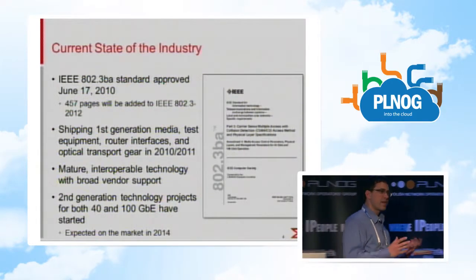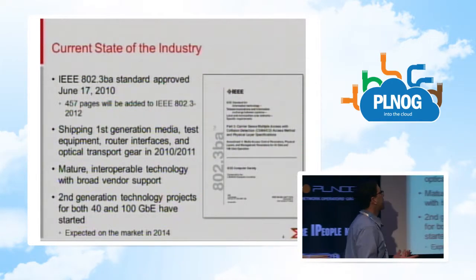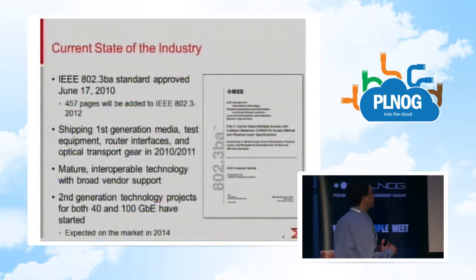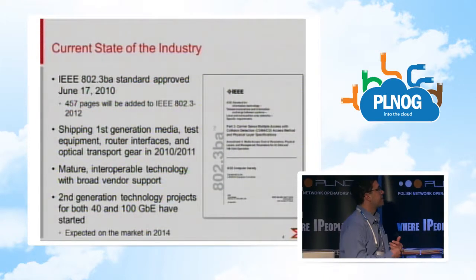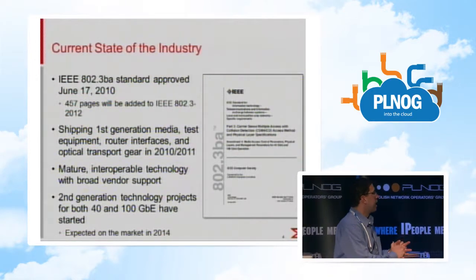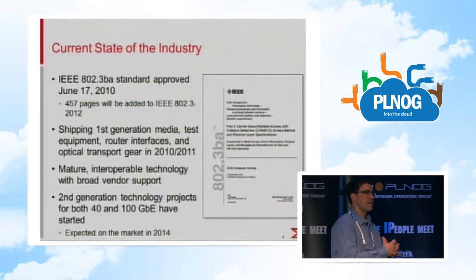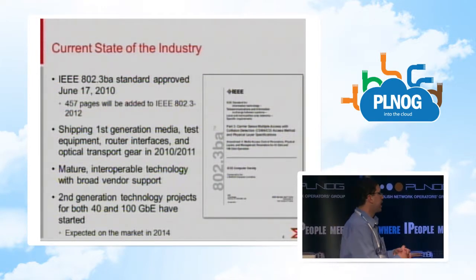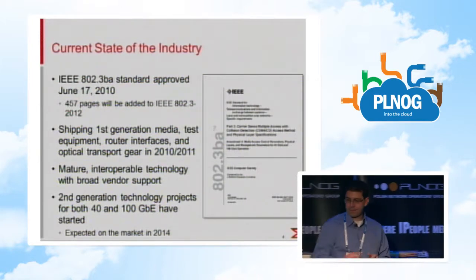So the current state of 100 gig E is best defined by the IEEE standard that was recently released. 802.3ba was approved in 2010, so it's been a while now. It's pretty well standardized by the IEEE. The first generation of equipment is being deployed in production networks. The test gear is out and it's stable, and it's hit the field.